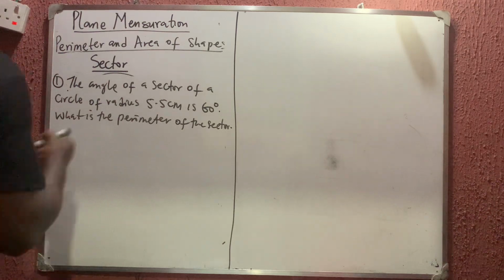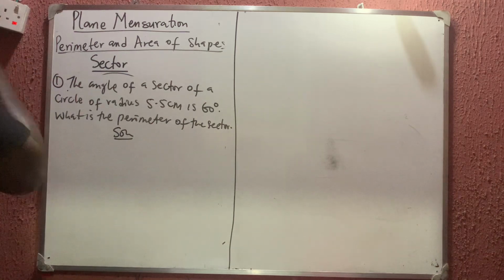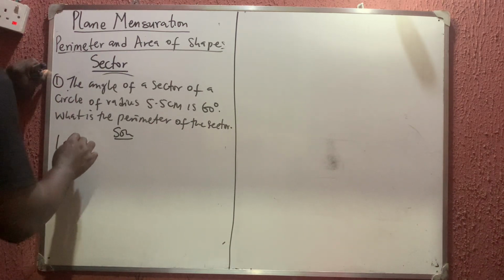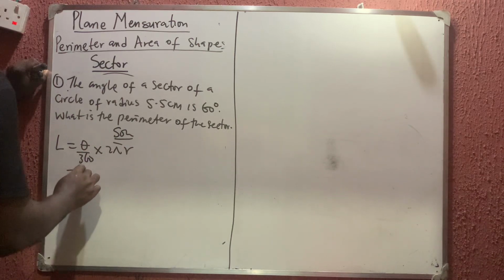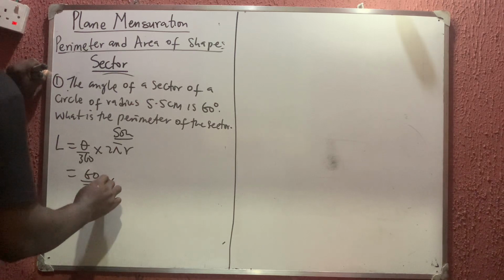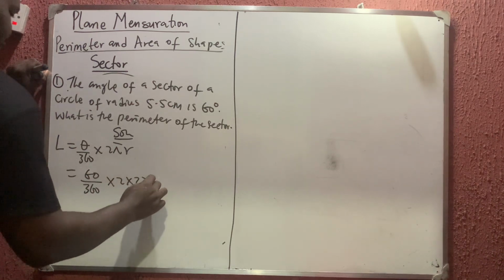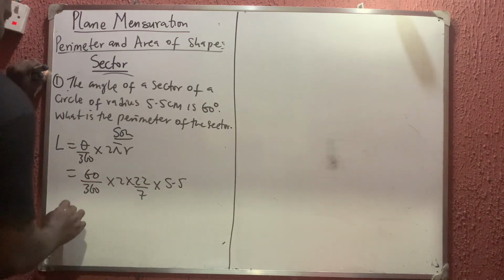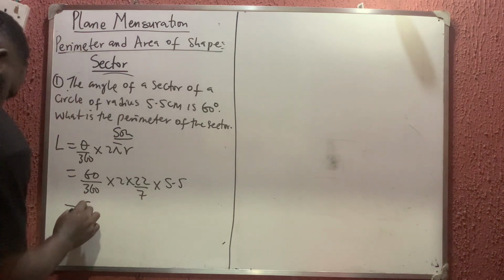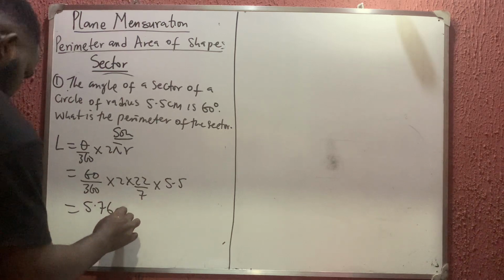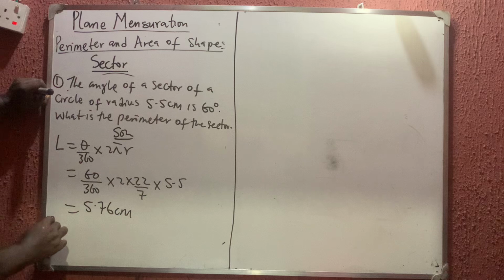Like I told you, solution: the first thing you find is the length of the arc. The length of the arc L is given as theta over 360 times 2 pi r, which is 60 over 360 times 2 times 22 over 7 times 5.5. Everything is 60 times 44 times 5.5 divided by 2520. If you do that, I'm having approximately 5.76 cm.